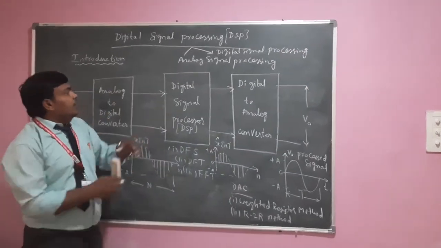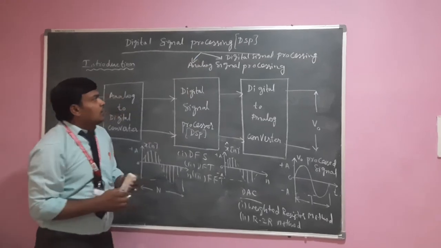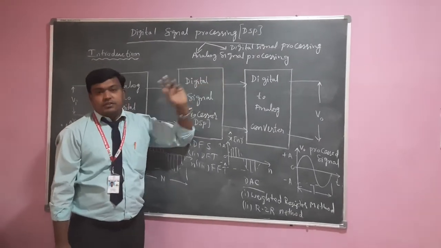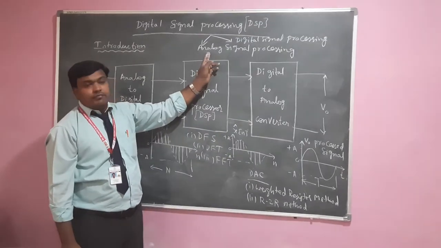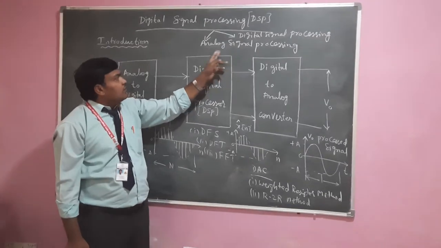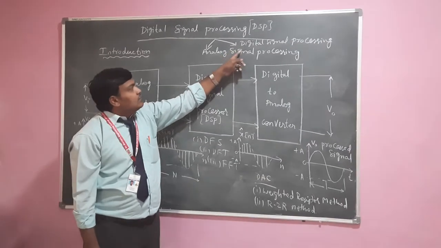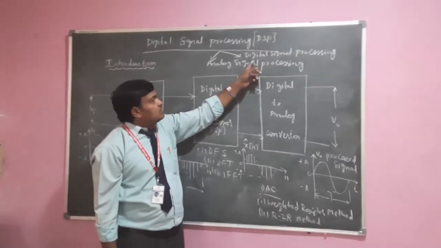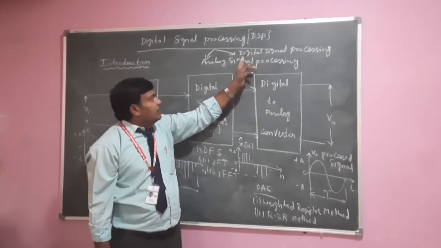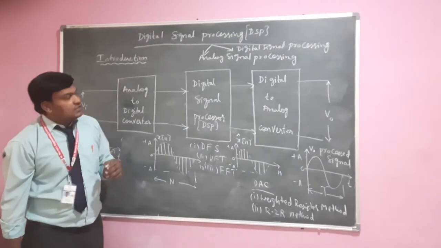So the main difference between analog and digital: in olden days, analog signal processing was used. The input is x of t, time dependent, and analog systems are used to process this analog signal. Whereas nowadays, signal processing is done with the help of digital systems. Latest technologies are applied in digital signal processing for processing signals.